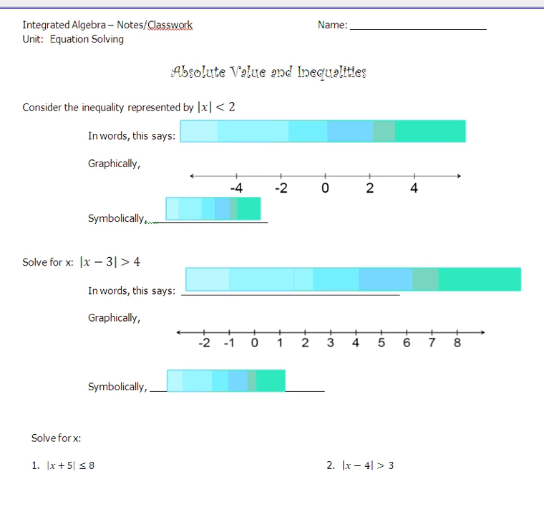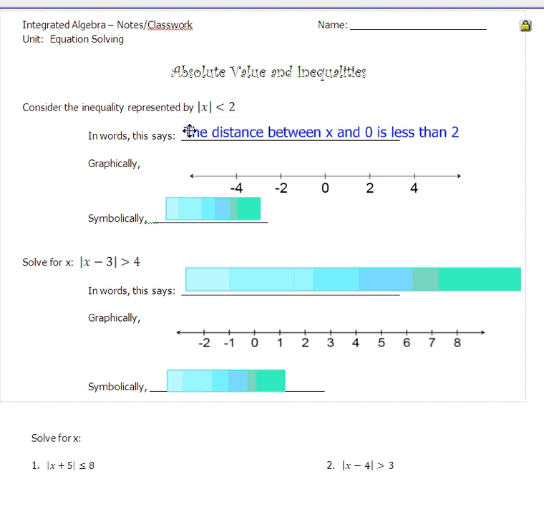So we're talking about absolute value inequalities, and if you think back to when we did absolute value equations, we talked about what that really means in words. It means the distance between x and 0 is less than 2. Before, with the absolute value of x equals 2, we said the distance between x and 0 is 2. Now we're saying it's less than 2. So what does that mean? Graphically, the distance between my number and 0 has to be less than 2.